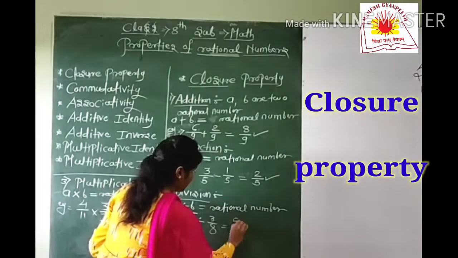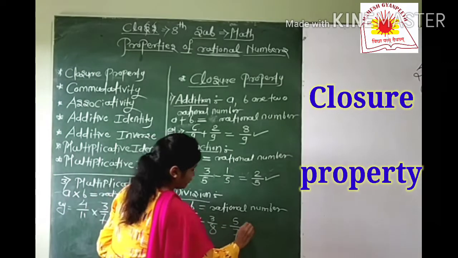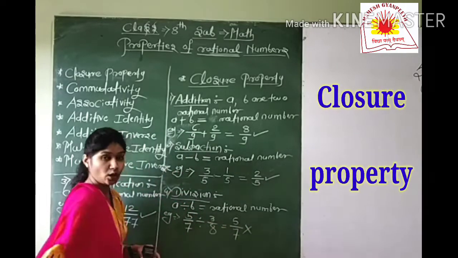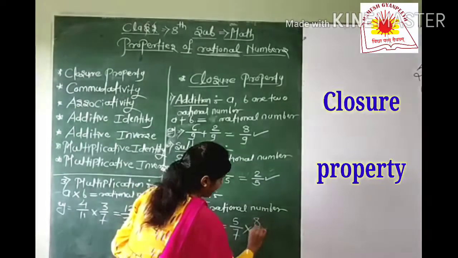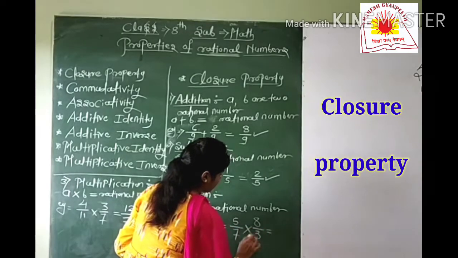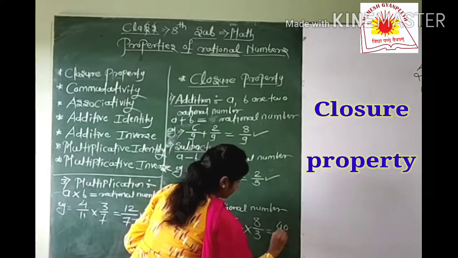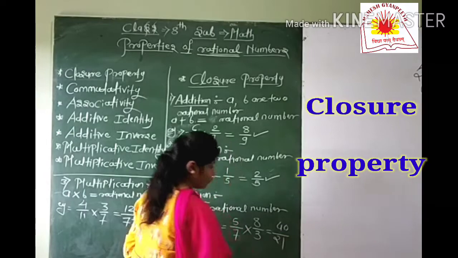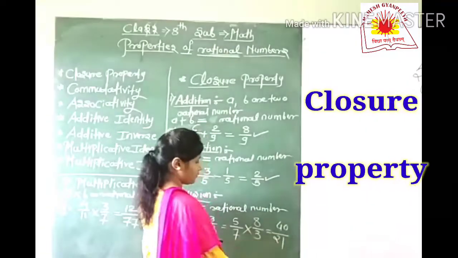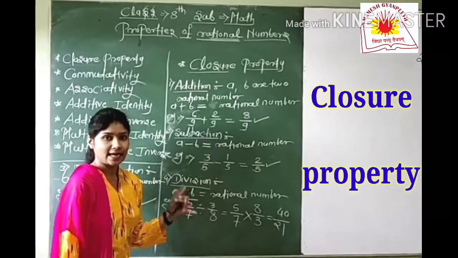How to divide? 5 upon 7, then we will find the reciprocal of 3 upon 8. What is that? It's 8 upon 3. Now, 5 8s are 40 and 7 3s are 21. Then 40 upon 21 is which number? It is a rational number.